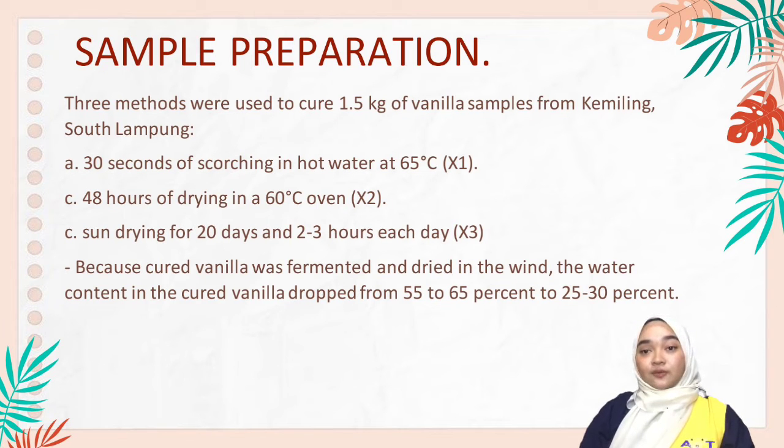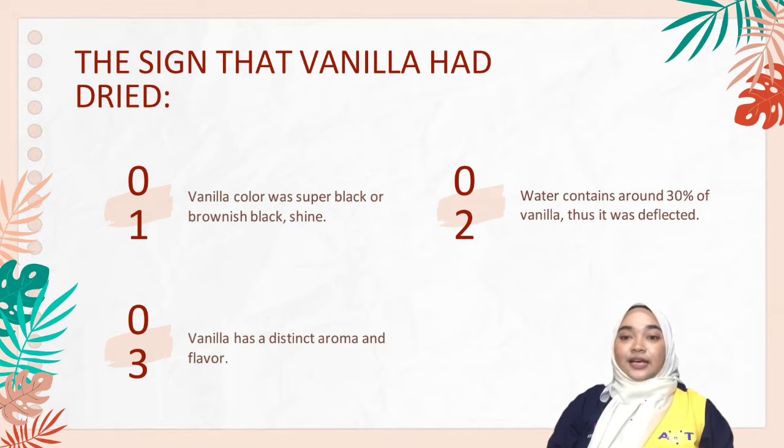Because pure vanilla was fermented and dried in the wind, the water content in the pure vanilla dropped from 55 to 65% to 25 to 30%. These are the signs that vanilla had dried. Vanilla color was super black or brownish black and shiny. Water contained was around 30% of the vanilla, thus it was deflected. Vanilla has a distinct aroma and flavor. The last of the pure vanilla was kept for at least 2 months.